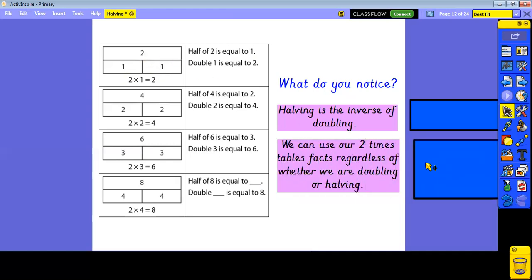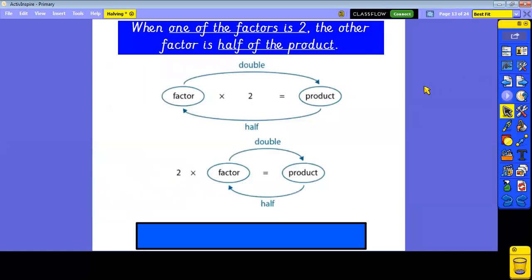But also, just like on Friday, because we are sharing into 2 equal groups, this means that we can still use our 2 times table facts, regardless of whether we're doubling or halving. Because doubling and halving are related to each other, we can use our 2 times table facts. So that's what we're going to focus on now for the rest of the lesson, making sure that we can use our knowledge of the 2 times tables to help us answer some problems about halving.